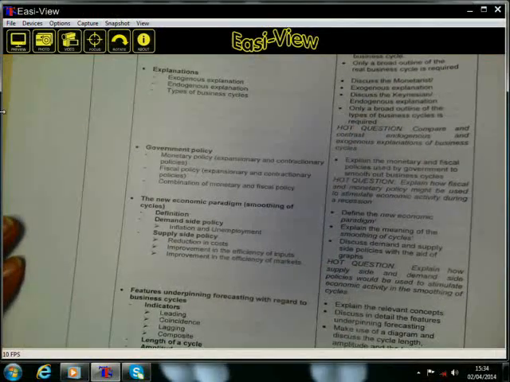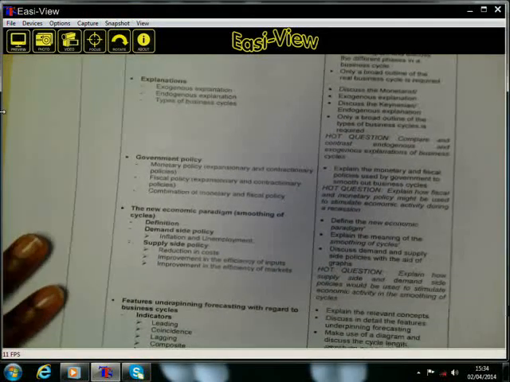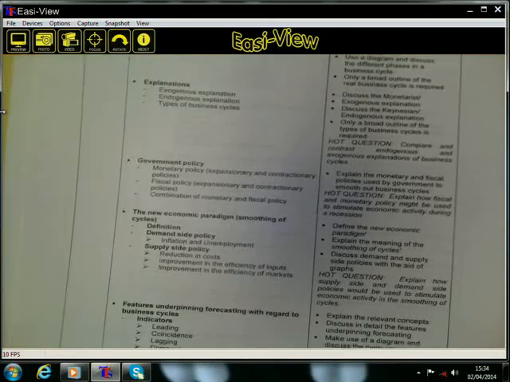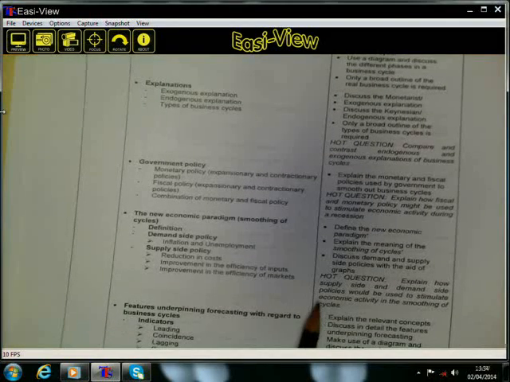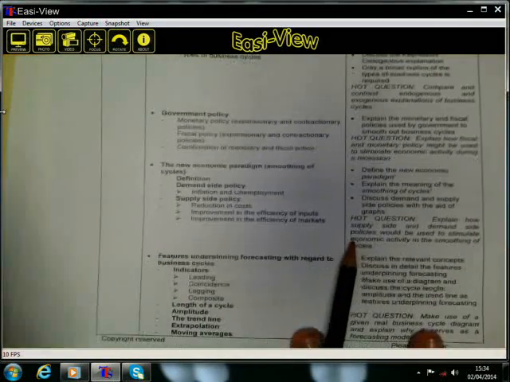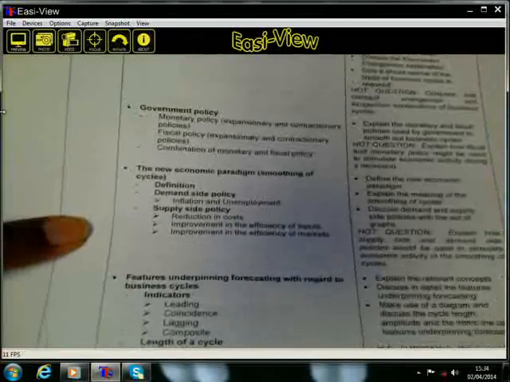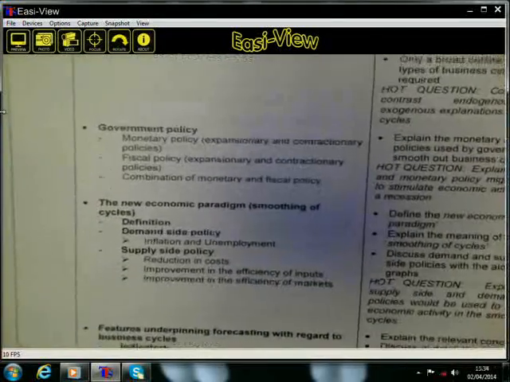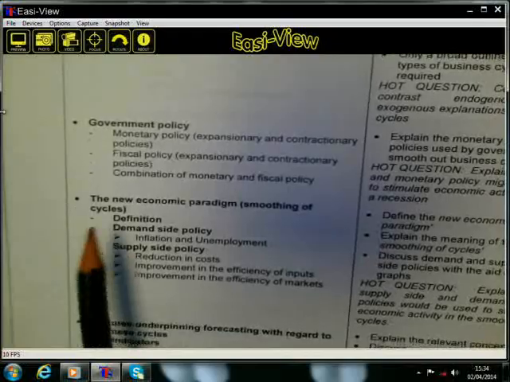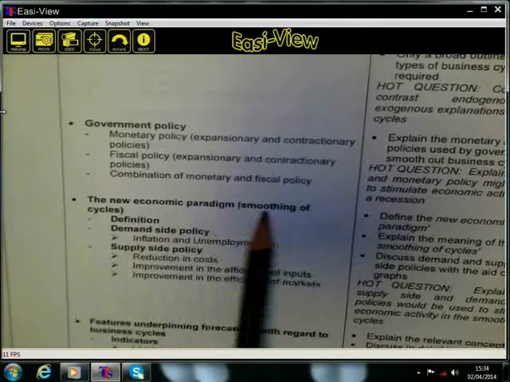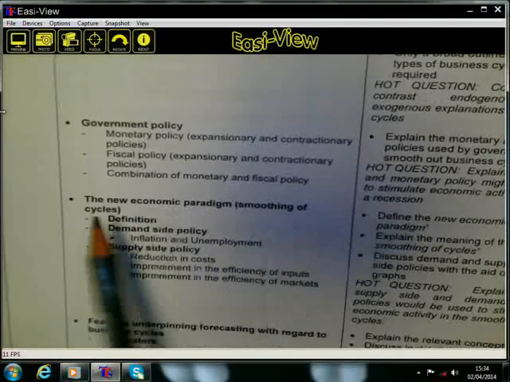So now let's see on page 8 of the exam guideline. Let's see what are they saying are the most important things that you need to know with regards to the economic paradigm. Right, the economic paradigm, there it is. Trying to make it bigger so that you can see. Right. There we have the new economic paradigm, the smoothing of cycles.